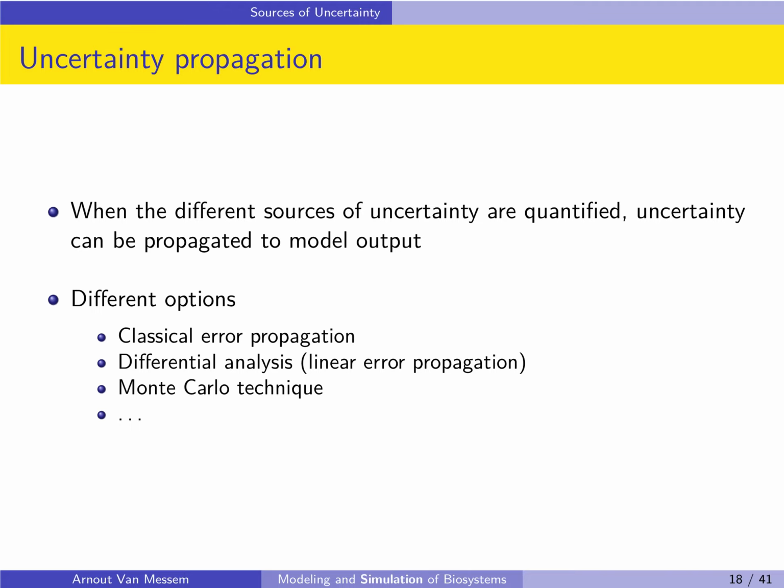Once we have identified and quantified the different sources of uncertainty, this uncertainty can be propagated to the model output. This means that we can use the mathematical model to calculate how the input uncertainty reflects as an uncertainty on the output of the model. There are different techniques to perform these calculations. We will take a look at the classical error propagation, differential analysis, and Monte Carlo.